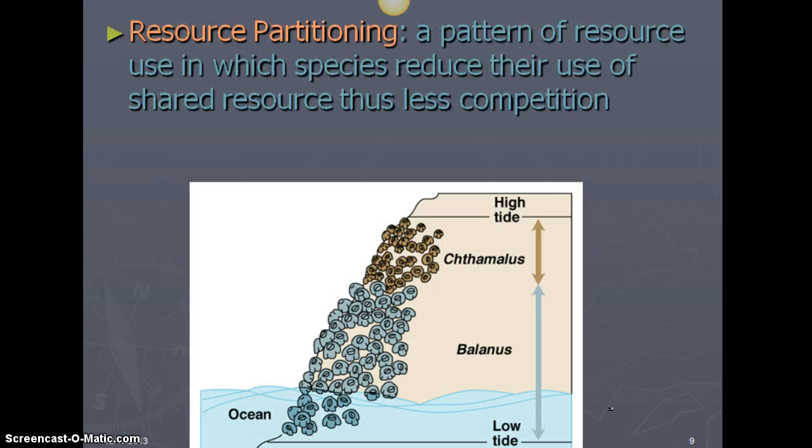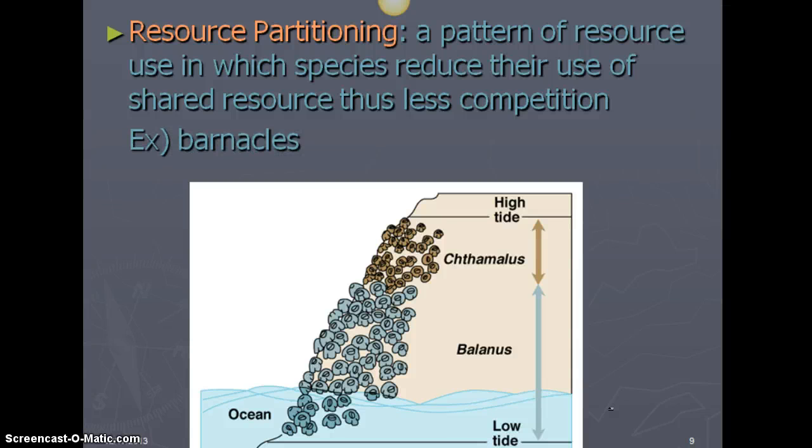Resource partitioning is a way to reduce competition. So this is a pattern of resource use in which species reduce their use of shared resources. So there's less competition because they decide, you know what, how about you guys live there, we'll live over here, we'll all get enough food and we don't have to worry about eliminating one or the other.